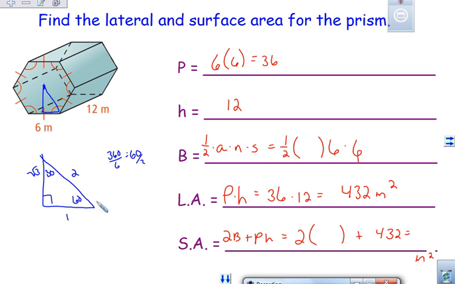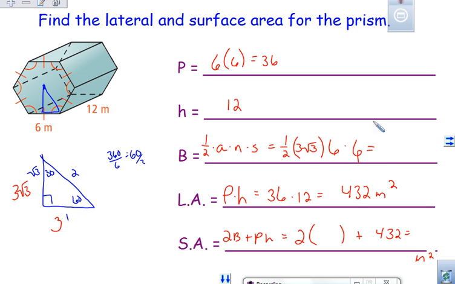So we have to draw our special right triangle. So I drew in my radius and my apothem. Central angle is 360 divided by 6 for 60. Half of 60 is 30. So I have a 30-60-90. Opposite of 30 is 1. Opposite of 60 is square root of 3. Opposite of 90 is double. The whole side is 6. So half of the side is 3, which makes our apothem 3 roots of 3. And that's the missing piece.